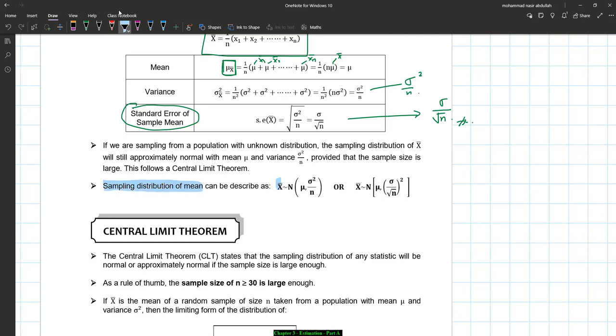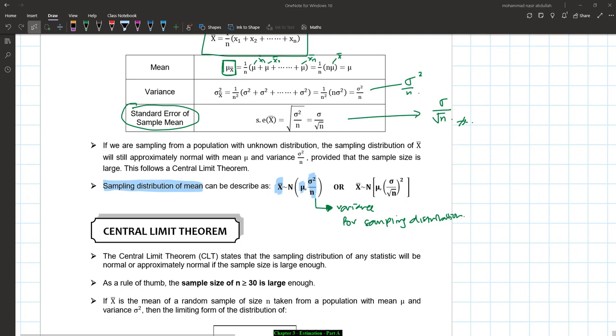So x bar has a normal distribution. We say here mu, sigma squared divided by n. This is the variance for the sampling distribution, because we are taking a lot of samples, so we want to know the exact variance for each sample. So now, are you okay?